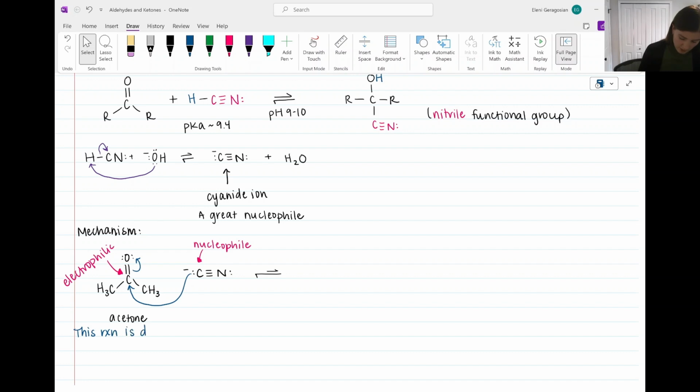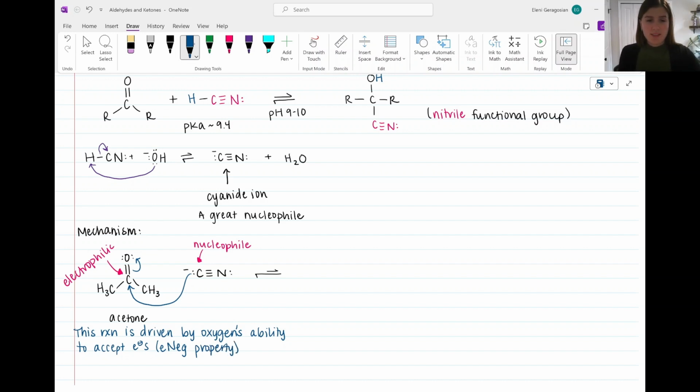So this reaction is driven by oxygen's ability to accept electrons. So it's electronegativity property. I use E-neg with a capital N to shorten electronegativity. So because of oxygen's electronegativity property, that's what really drives this reaction.